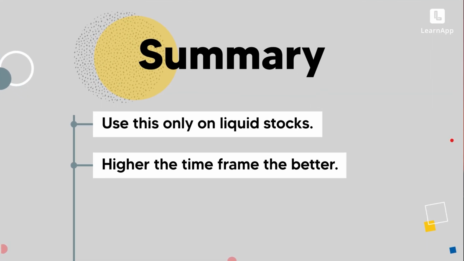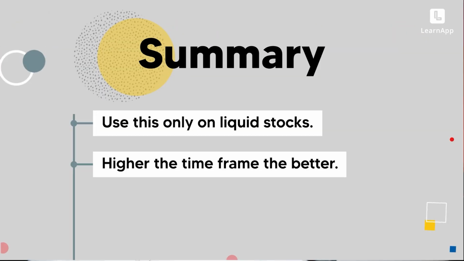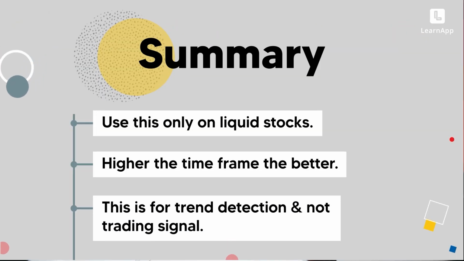Higher the time frame, the better. If you do this on a 5-10 minute chart, I personally don't think that works. But if you can do it on a daily, weekly, monthly chart, even better. Also, this is a trend detection system and not a trading system. It's just indicating where the trend is going. So don't buy and sell.